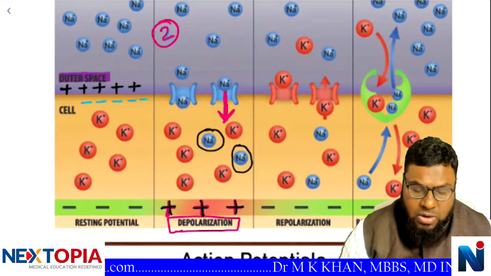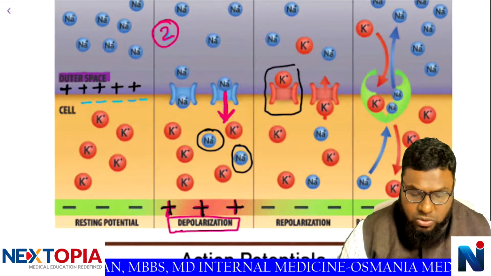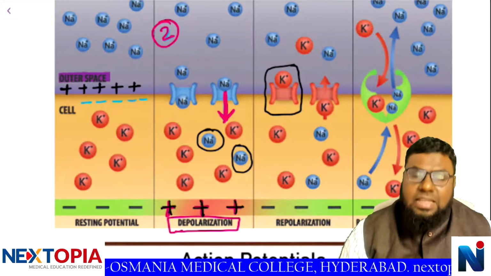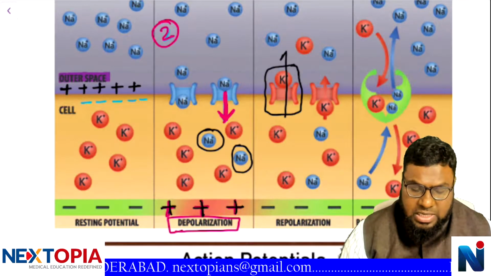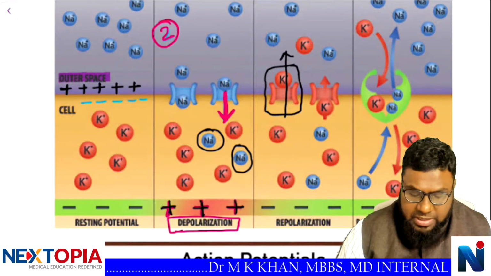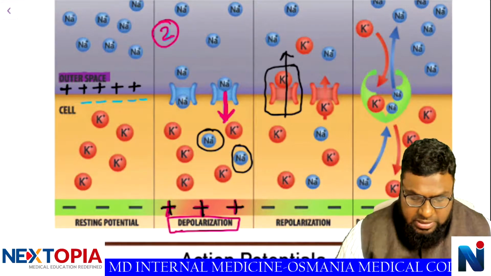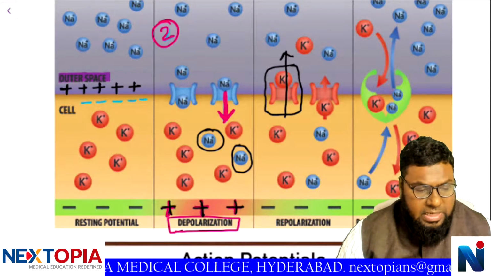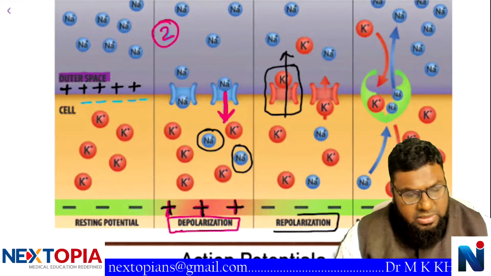So what will happen now? Ungated potassium channels will open. This helps in movement of potassium outside the cell. Because potassium moves outside, the cell is losing the positively charged ion, and this becomes a repolarized state. So resting potential is followed by depolarization, followed by repolarization.